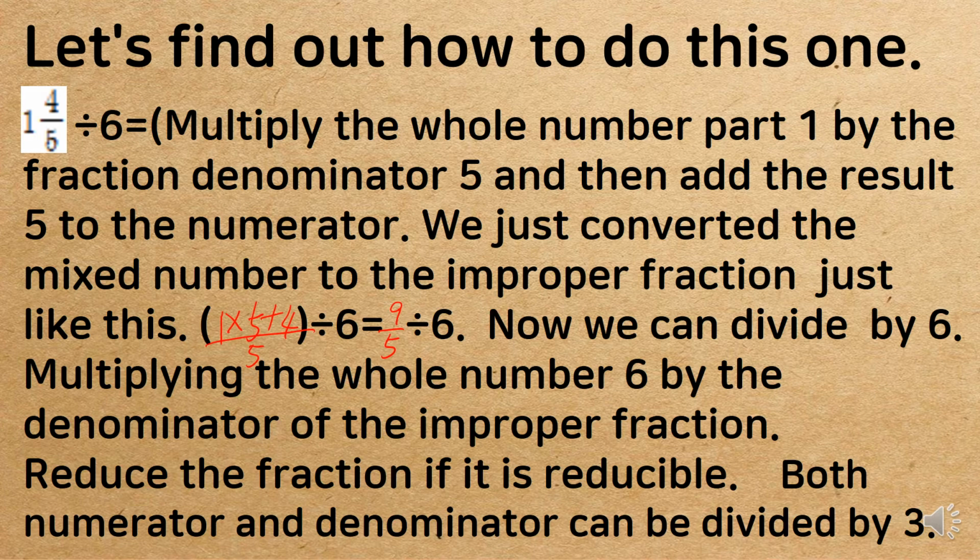Multiply the whole number 6 by the denominator of the improper fraction. Then 9 over 5 times 6 is 9 over 30. Reduce the fraction if it is reducible. Both numerator and denominator can be divided by 3. Then 3 over 10.